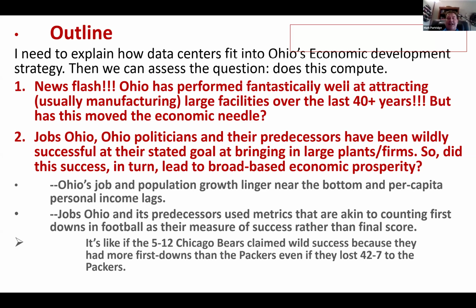However, as I'll talk about, that has not led to broad-based prosperity. In other words, we've been successfully doing the policy, but the policy has been ineffective at creating broad-based prosperity in Ohio. So as I'll talk about, Ohio's job and population growth lingers near the bottom of the U.S. Per capita income also lags. Ohio was above average in per capita income, say 35, 40 years ago. And now we're below average. We're now, say, about in the top of the bottom third or so.